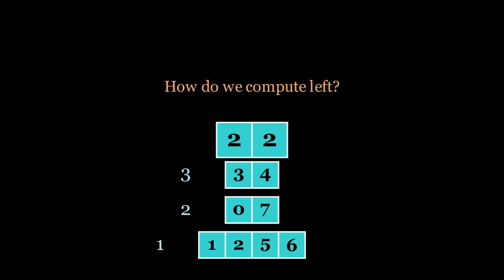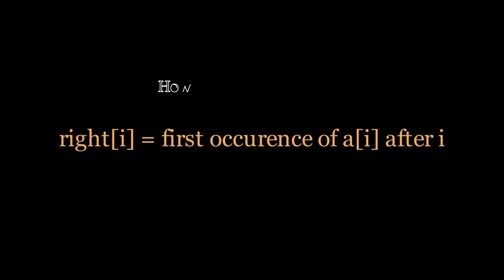Now we can iterate through the occurrences of each value. For example, left 2 would be 1, left 5 would be 2, and left 6 would be 5. Now let's define right_i to be the first occurrence of A_i after i. How can we compute right? We can do it in a pretty similar way to computing left.